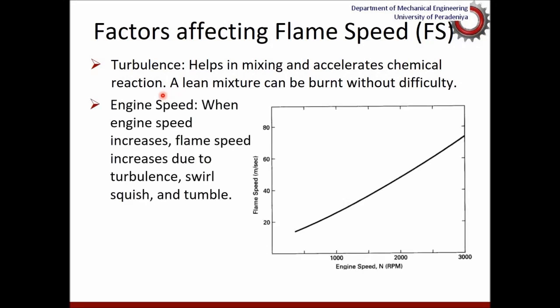And if you look at the effect of engine speed, as you can see here, as the engine speed is increased, the flame speed will be increased as expected, because as you increase the engine speed, then obviously the turbulence level will be increased due to the increase of swirl, squish and tumble flow. Accordingly, when the turbulence is increased, the flame speed will be increased.